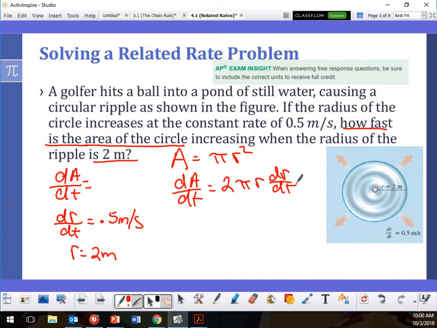So now let's take a look. To find my dA/dt here, I need to know r, and I need to know dr/dt. Do I have r? Yes. Do I have dr/dt? Yes, I do. So dA/dt is equal to 2 pi, my r was 2, and my dr/dt is 0.5. And that's going to be something per something, meters per second.